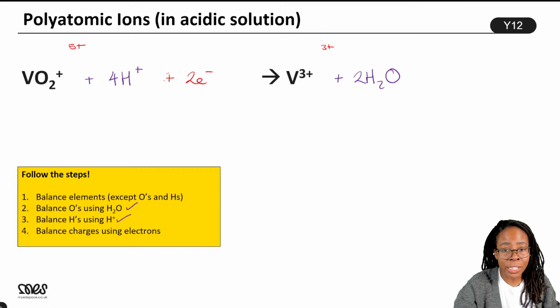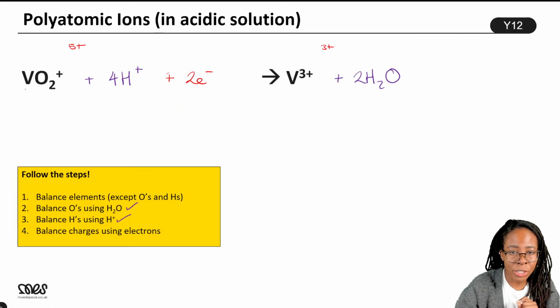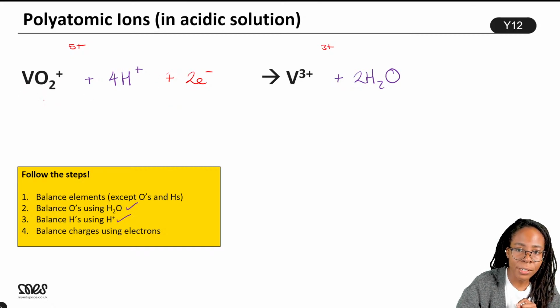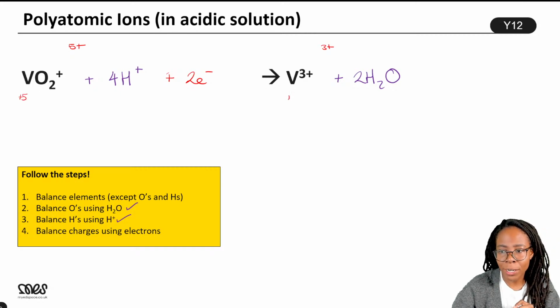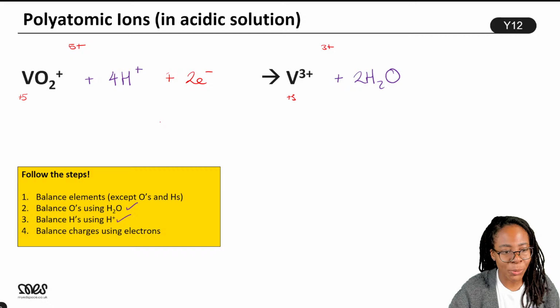Again, we could have also spotted this with our oxidation states. The oxidation state of the vanadium over on the left is, what is that, +5. Over on the right, +3. So we knew we needed to add 2 electrons.